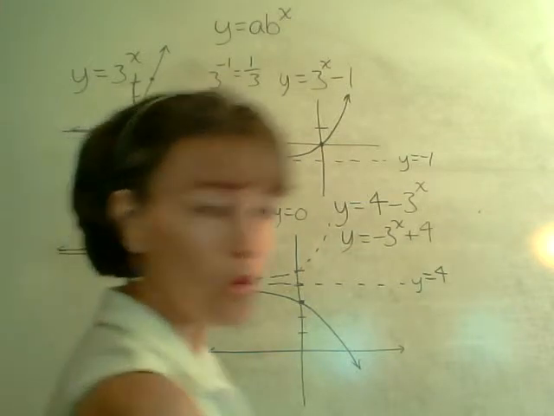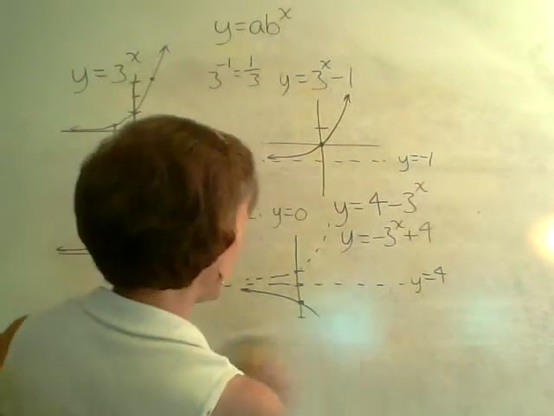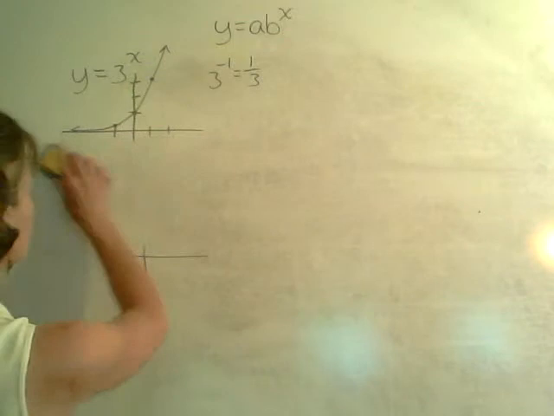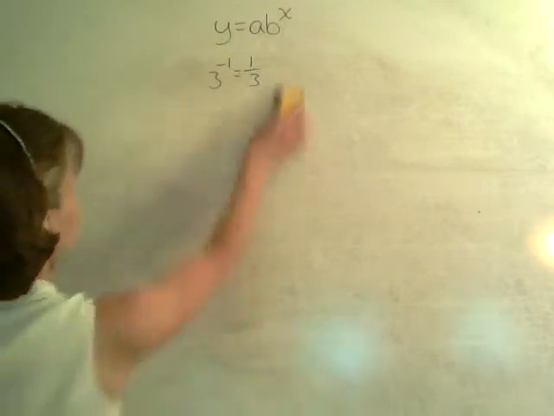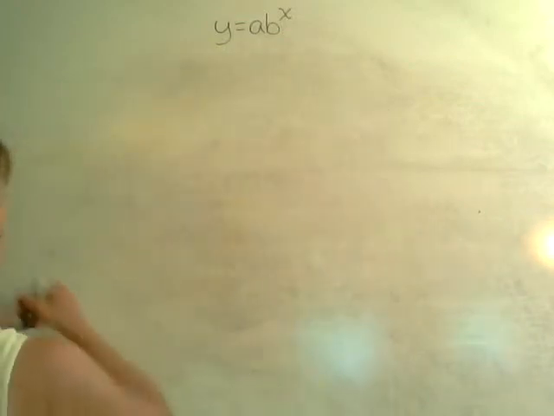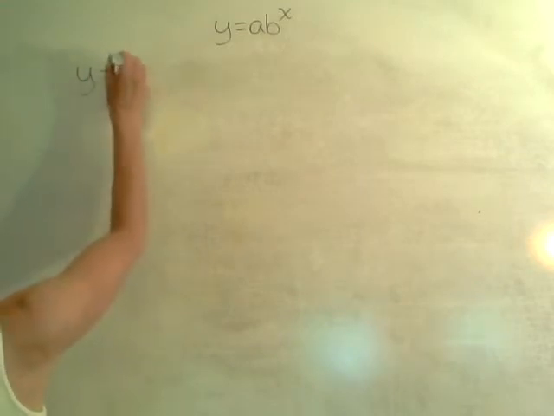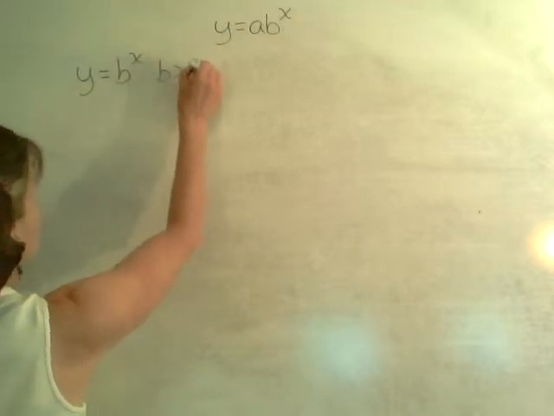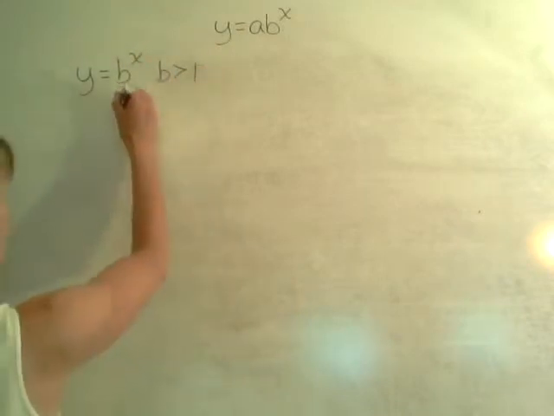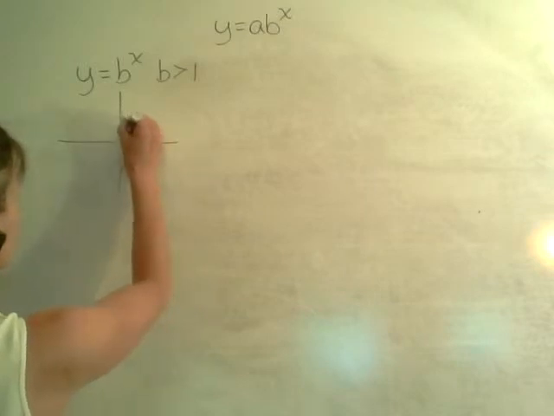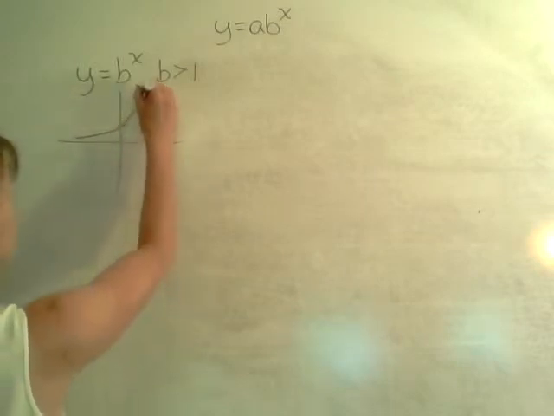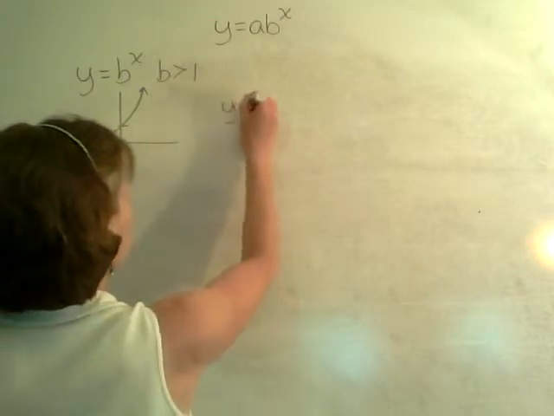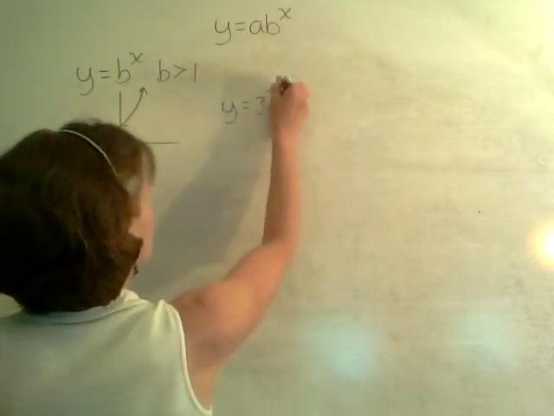Okay, well, let's do one more tweaking of this basic curve, basic graph, and I'm going to redo my parent graph here, but I'm just going to call it y equals b to the x, where b is any number greater than 1. And remember, this parent graph looks like this. All right? Now, let's suppose, though, that we do y equals 3 to the negative x.